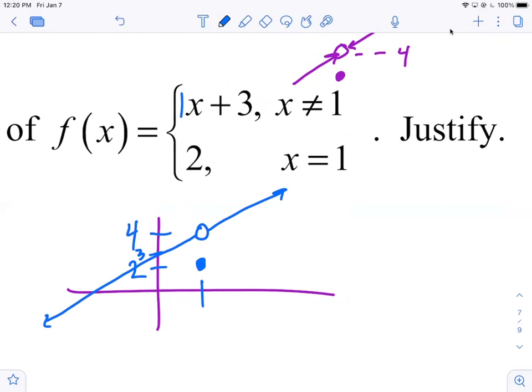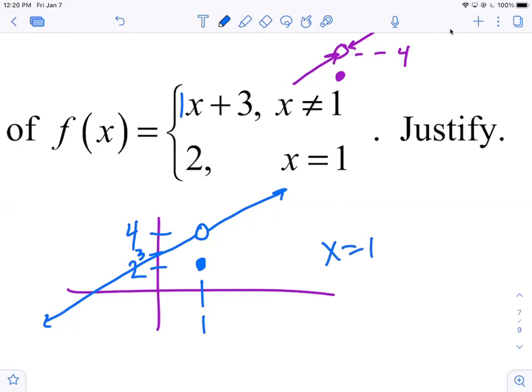Does this function, which is defined everywhere, is it continuous everywhere? Obviously, no. So we can't use the first derivative test, but we have the graph. Do we have any critical values? We do, right? Where's the critical value? At 1. X equals 1 is the critical value. It's also the location of the hole, right?